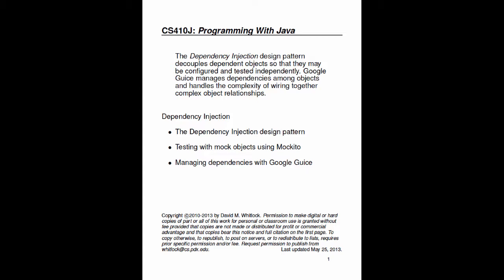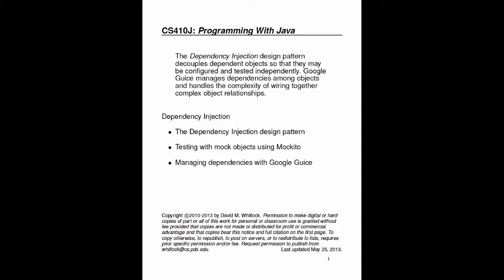In this screencast, we'll discuss the dependency injection design pattern that allows you to develop code and scale it, keep it decoupled and testable. So the whole idea behind dependency injection is that it decouples dependent objects. You've got one object that needs another, and the dependency injection allows you to keep them separate so they can be configured and tested independently.